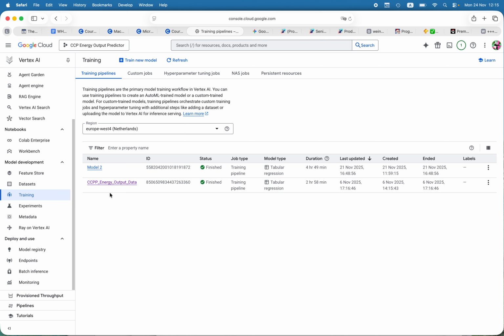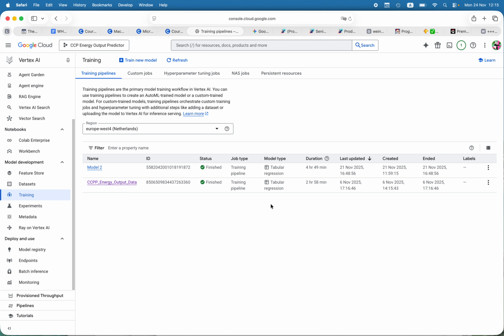So I selected the linear regression algorithm. This is the simplest type of model, which makes it fast to train and, most importantly, very easy to explain how each input affects the final power output. So as you can see, here is the model type. I also performed this in Vertex AI AutoML tabular regression, which is a linear regression algorithm.